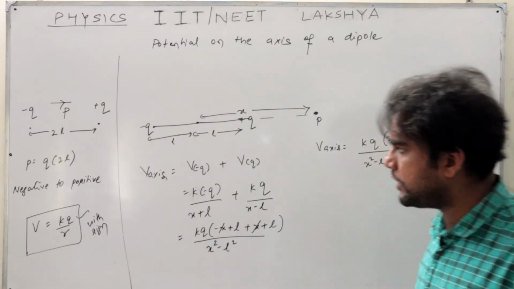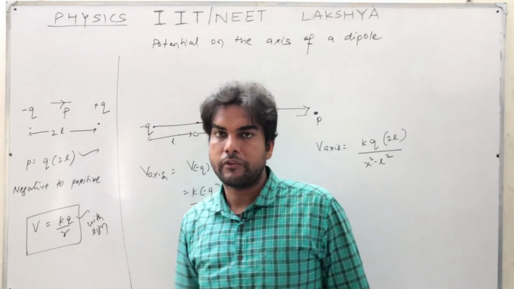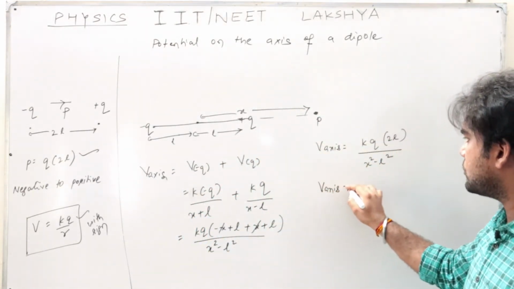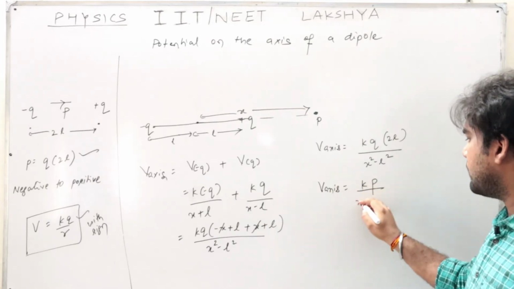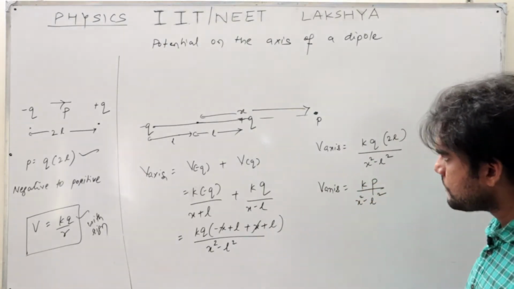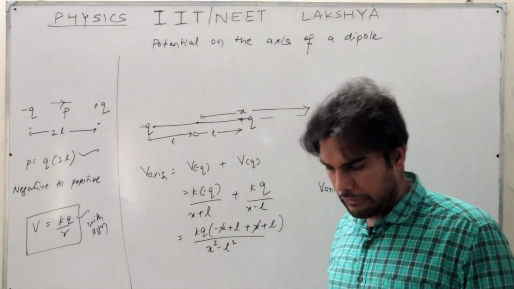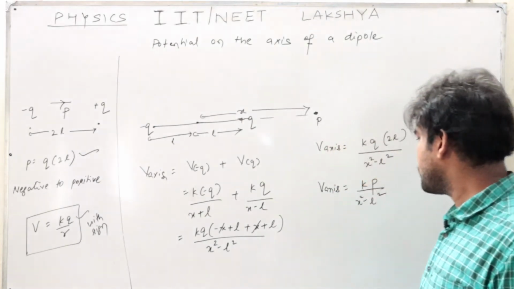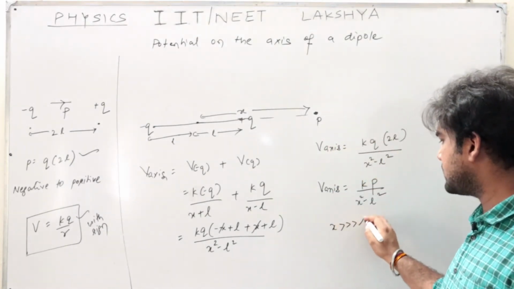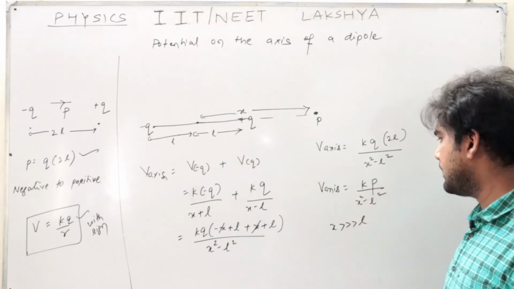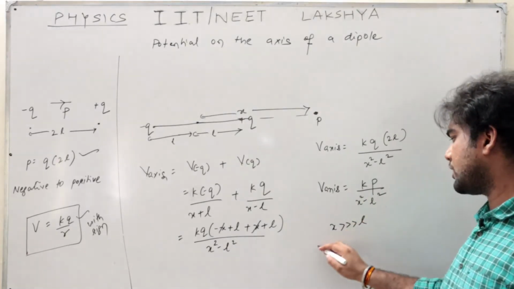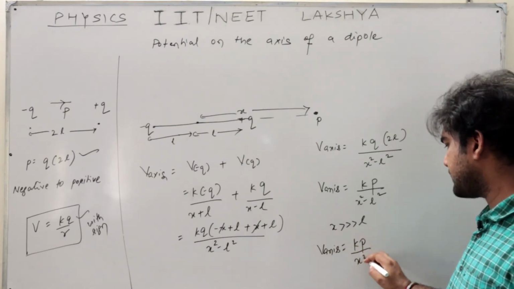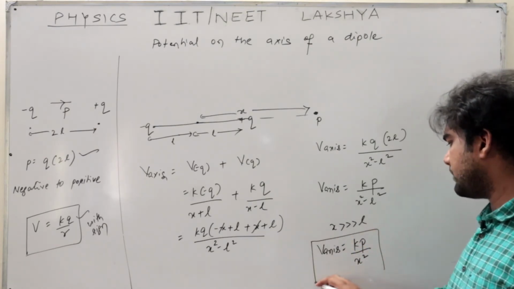Now Q into 2L is what? We can write it in terms of dipole moment. Q into 2L is the dipole moment. So we can write V at the axis is equal to Kp by x square minus L square. Generally the distance between the dipoles is very small. So if we assume that x is much greater than L, we can neglect L square in front of x square. So V axis is equal to Kp by x square.